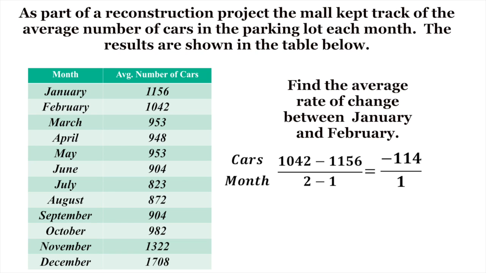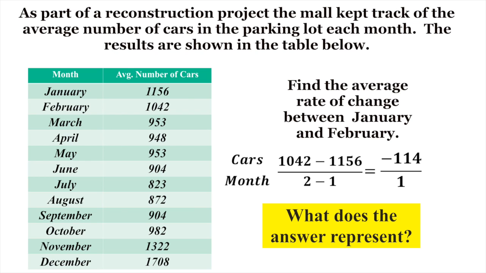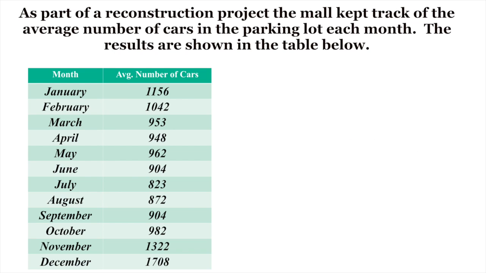Okay, hopefully you found out that it was negative 114. Negative 114 over 1 was just negative 114. So what does that mean? What does that represent? That represents that the number of cars decreased by 114 on average from January to February. February had 114 fewer cars on average than January did.